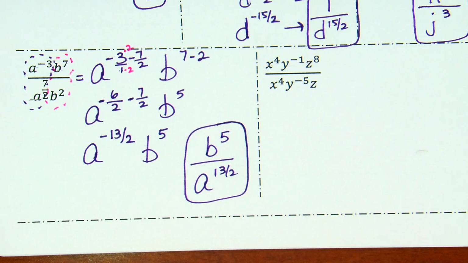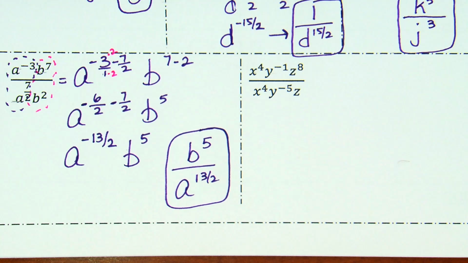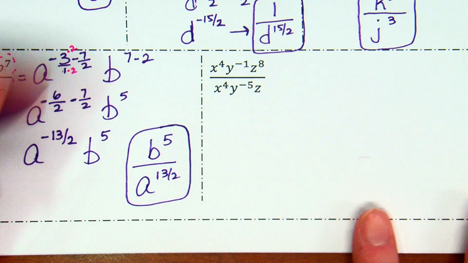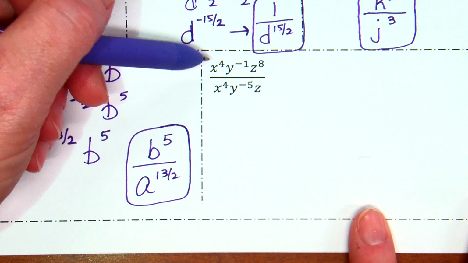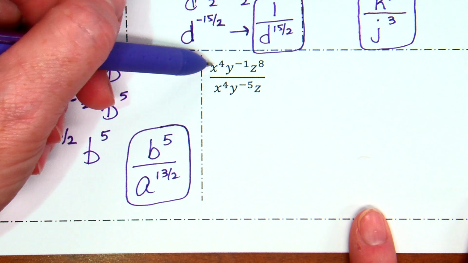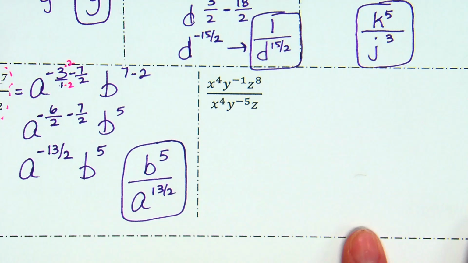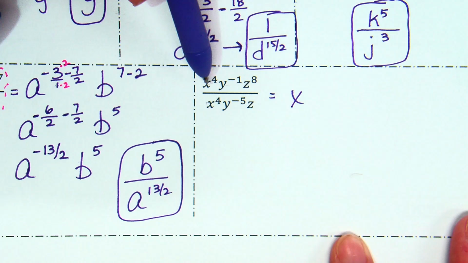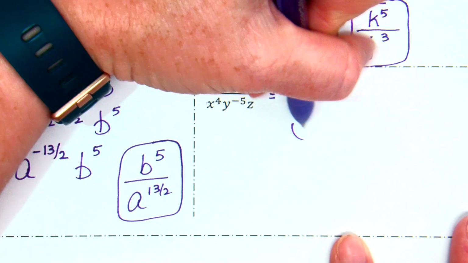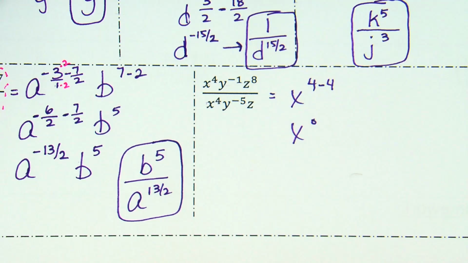Okay. Good news. The next one doesn't have fractions. I like it. What are you starting by doing, Jacob? Besides just staring at the problem. Okay. So if the 4 and the 4 are the same, what are your thoughts there? The bases are the same and we're dividing. Oh, it's subtracting. So we're subtracting, right? Yeah. So 4 minus 4? Yeah. It's going to be x to the 0. What do you know about anything raised to 0? It's 1.